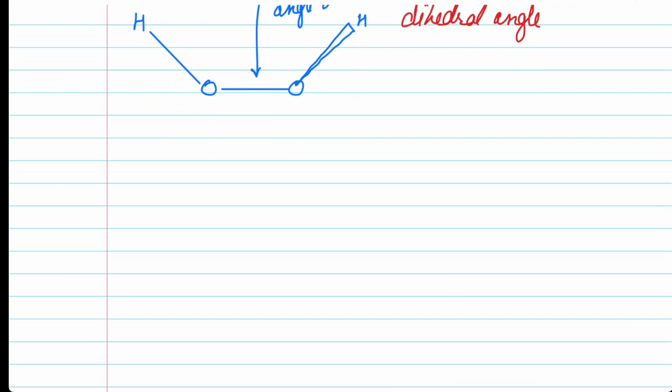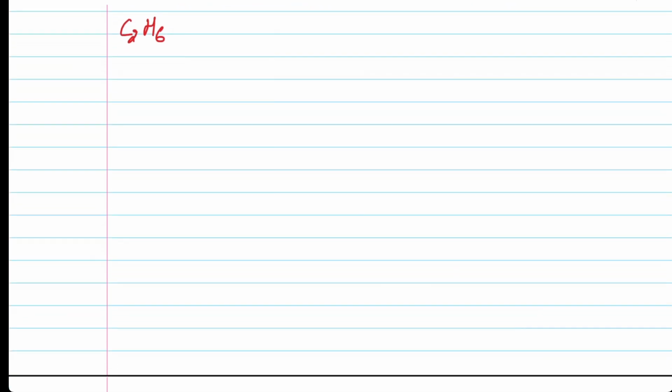Now let's consider a simple organic molecule, C2H6, that is ethane. Now let's make the ethane molecule in the Newman projection. That is, we have this particular ethane molecule. Here it's the front carbon. This is the hydrogen here. So this is what we have as the front carbon in the ethane molecule.